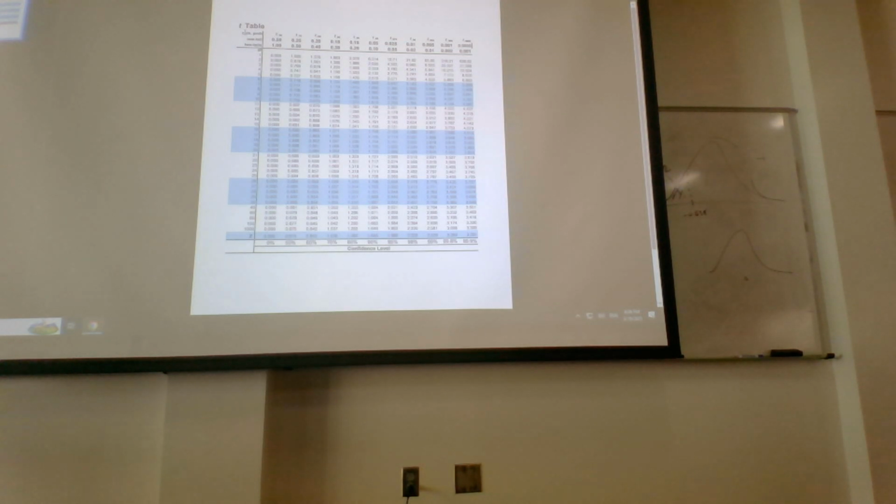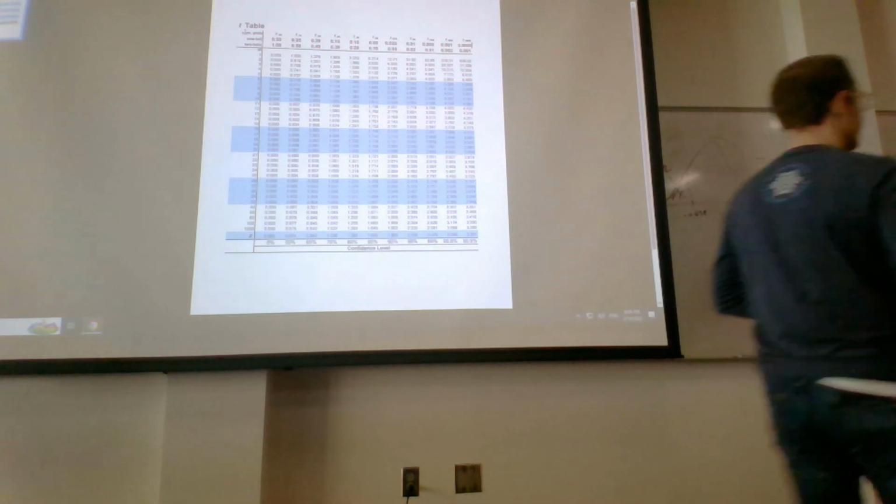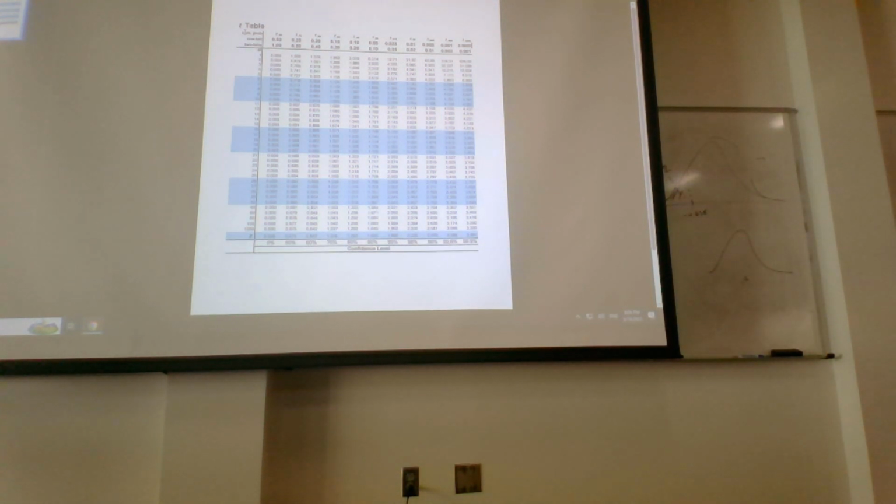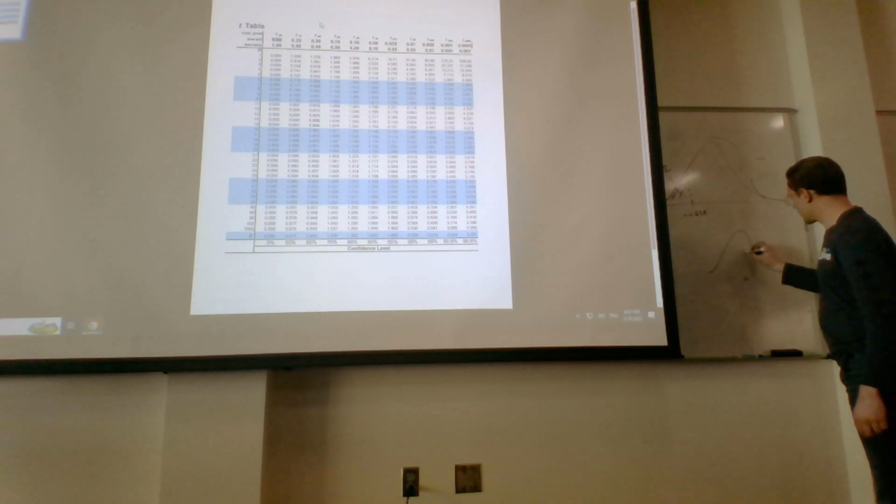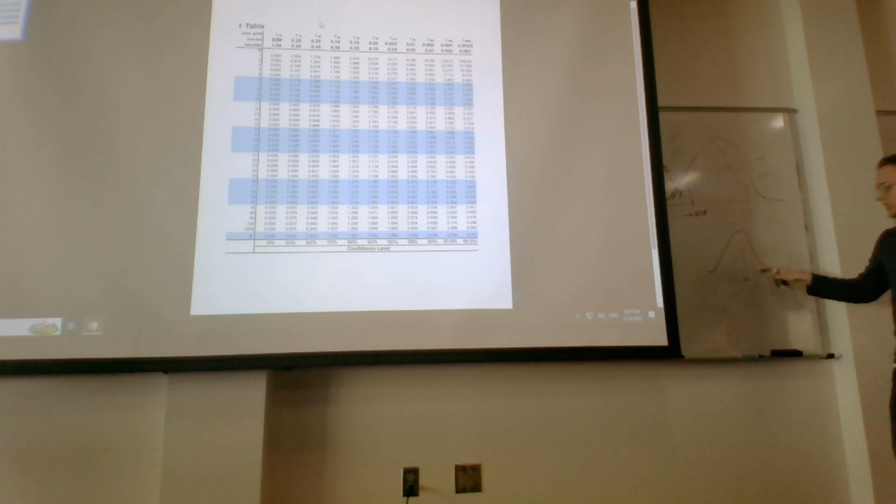So what exactly do the numbers in the middle mean? What do they correspond to? Just draw the picture. These are one tail. Let's use these ones out here. You have a one-sided and two-sided. If your one-tail probability right here is 50%, then to the right of your t is 50%.